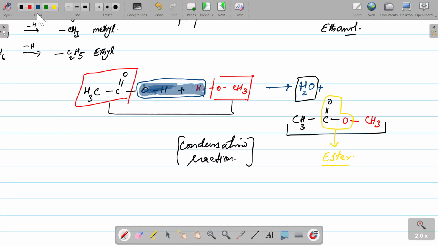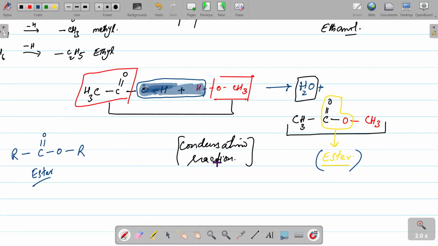So remember, what is the ester functional group? C double bond O and O. If both sides there are chains of carbon atoms, then that is known as ester. So we can say when carboxylic acids react with alcohols, they give us ester along with the waste product, which is water. What does condensation reaction mean?